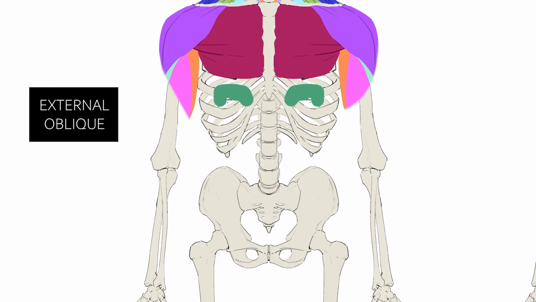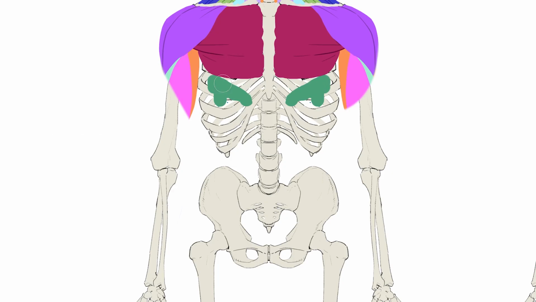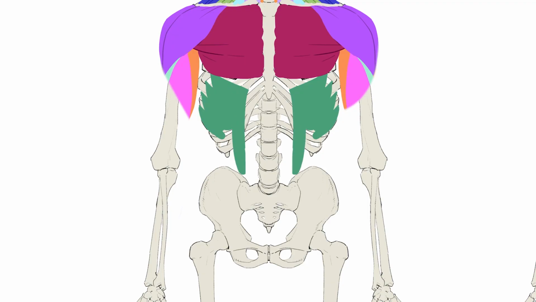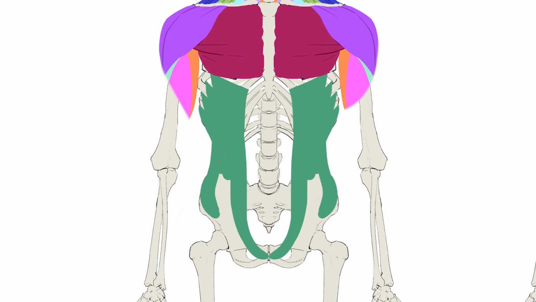Next, we have the external obliques. These muscles make up the majority of your sides, and they insert at the iliac crest in the pelvis. If you've ever heard of love handles, those pockets of fat sit right above the insertion point of the obliques. The external obliques share responsibility with its internal counterparts in aiding the movement of the torso. Together, they allow the torso to rotate and bend side to side.